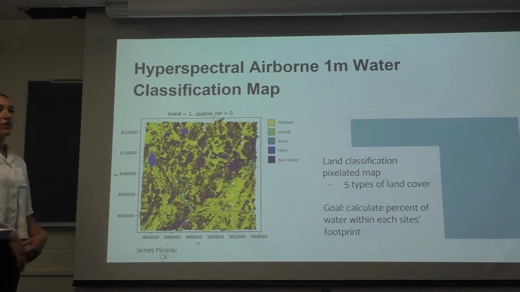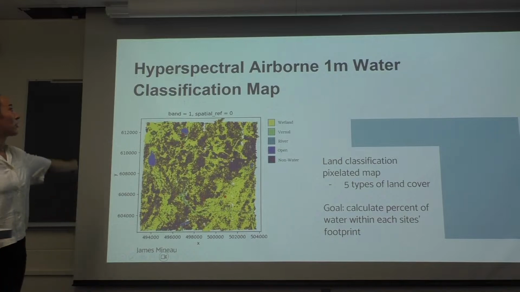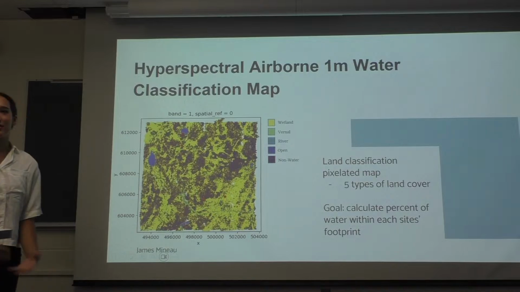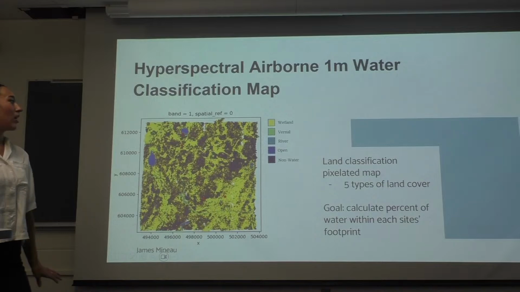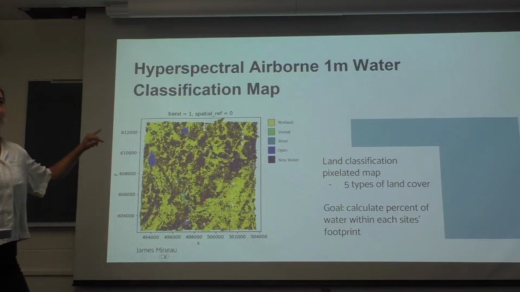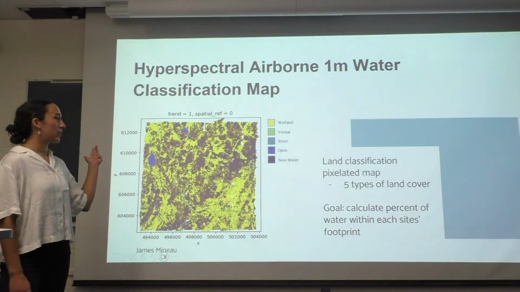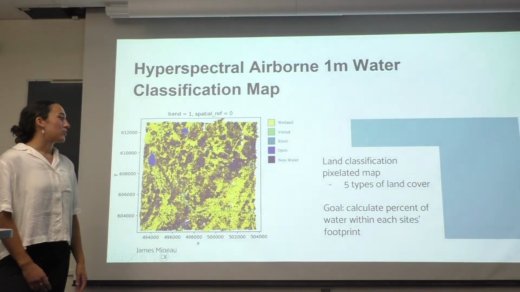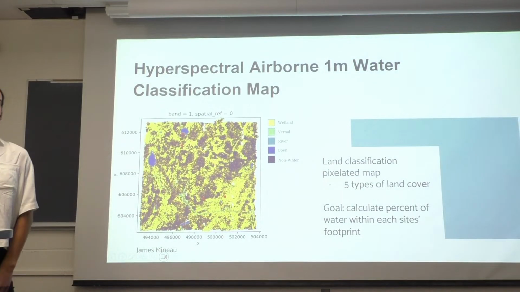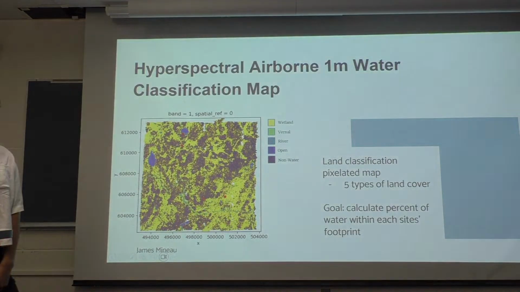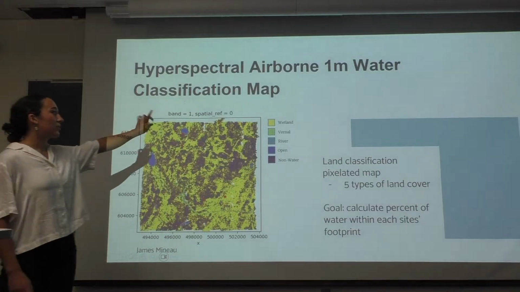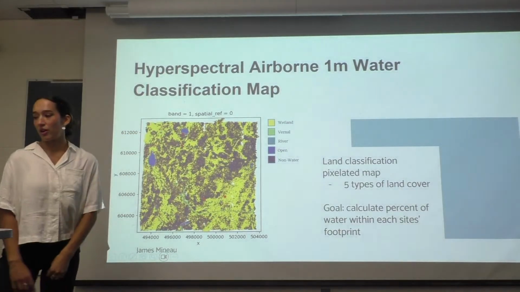So in order to figure out how much of these footprint areas is water, I took James's map, which is classified as the hyperspectral airborne 1 meter water classification map, which is essentially a very high resolution land cover map that separates all these pixels into 5 different classifications: wetlands, vernal, river, open, and non-water. And in order to calculate the percentage of water within these sites' footprints, I was considering vernal, river, and open to be water.